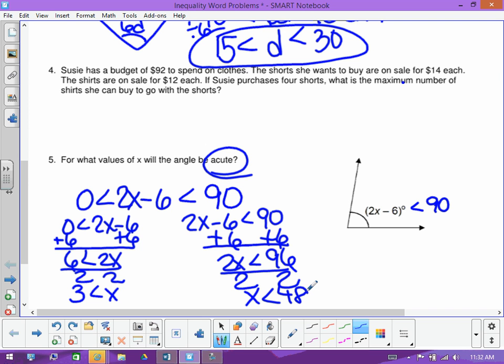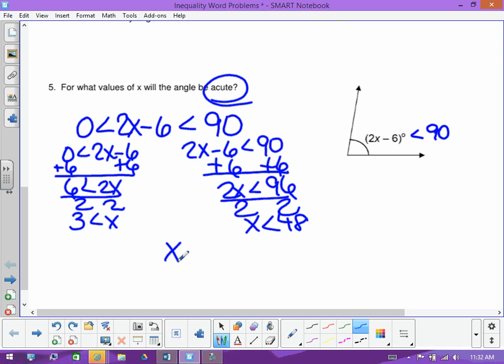So, x, we want to write this all together. X is between, that's what this is going to mean. It's got to be less than 48, but it's got to be greater than 3 for it to work. Because if we use 3, we're going to get 0, and we can't get 0. So basically we can use 3.1 up to 47.9999, whatever.